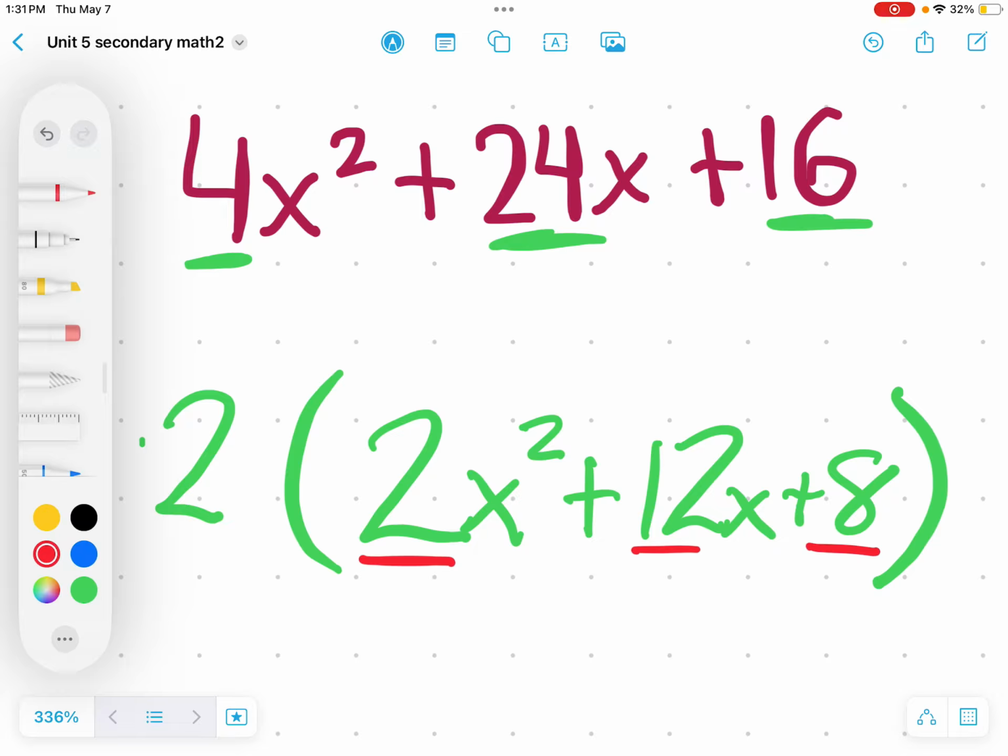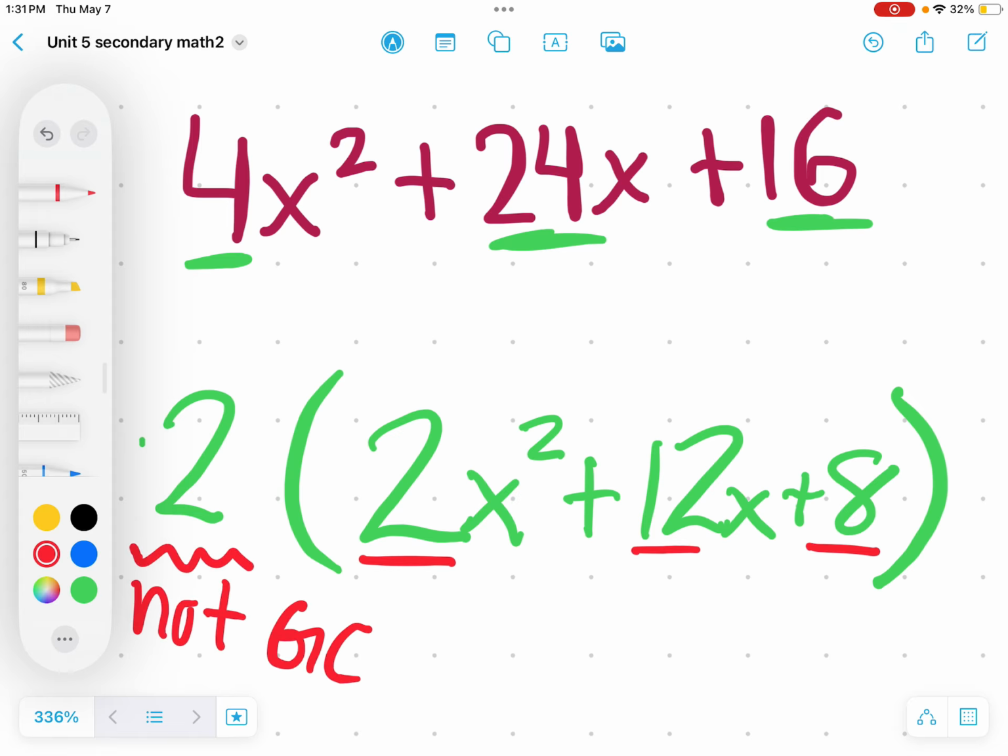Do they have another factor in common? Yes. You can simplify it even more, which is why you know this right here is not the GCF, because I can simplify this more. What would be the GCF for this one?